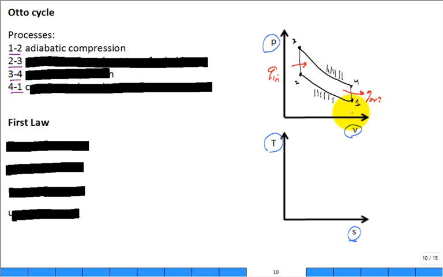What about on a temperature entropy diagram? If you have adiabatic and internally reversible compression, is S equal to constant during the compression?